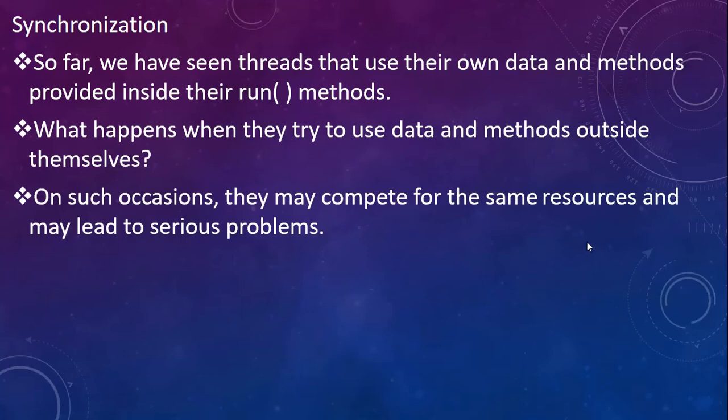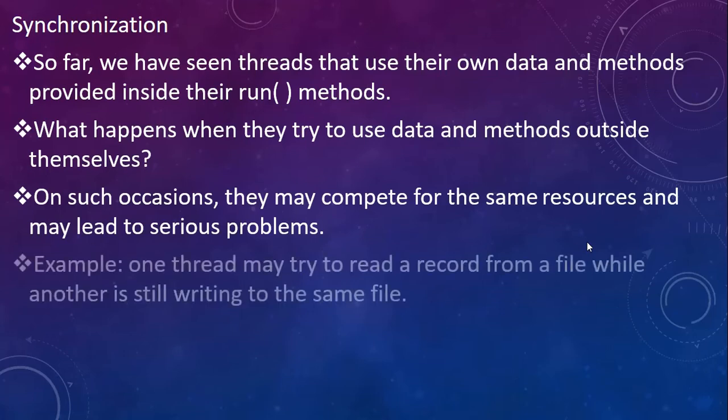So even though three threads are contending for the CPU, they are not contending for any other method or any other class. They are not contending for any other resource apart from the CPU. But it can so happen that there is some data, or there are some methods outside this run method that different threads might want to use at the same time. In such cases, when many threads want to use the same resource, there will be competition, and that may lead to different problems.